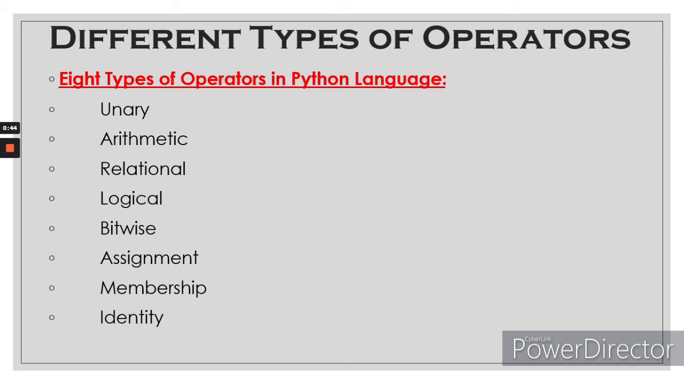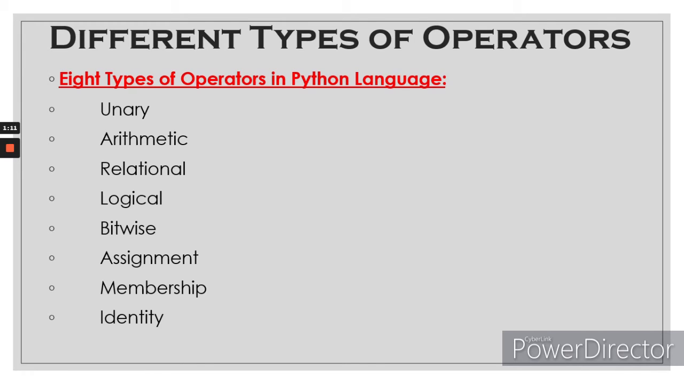But for now, we are going to learn only 4 of them, because they are going to be used very soon. The other four are for the future and will not be used just yet. We are going to learn unary, arithmetic, relational and assignment in the next few videos, so please stay tuned for that. And these were the 8 types of operators in the Python language.